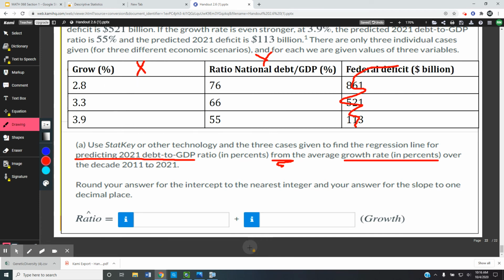Okay, so here's what we have to do. We have to take these numbers and we have to calculate them, okay? So get your calculator, write these numbers down, and we're going to use them just as they sit. Now, it's important that this is X and this is Y.